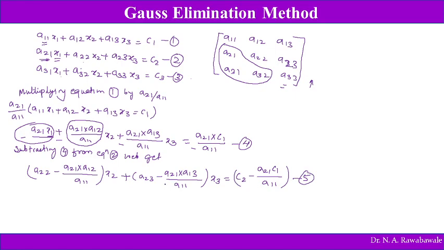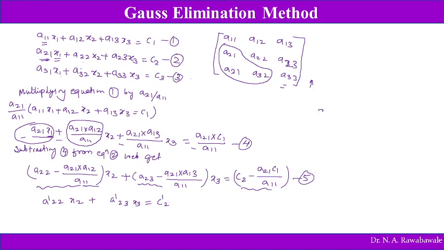Now this equation can be rewritten. Say for example, this bracket we take as a dash 22, means a dash 22 is this complete bracket, into x2 plus of, we can take this second value as a dash 23 x3, which is equal to c dash 2. So this term is taken as c dash 2.